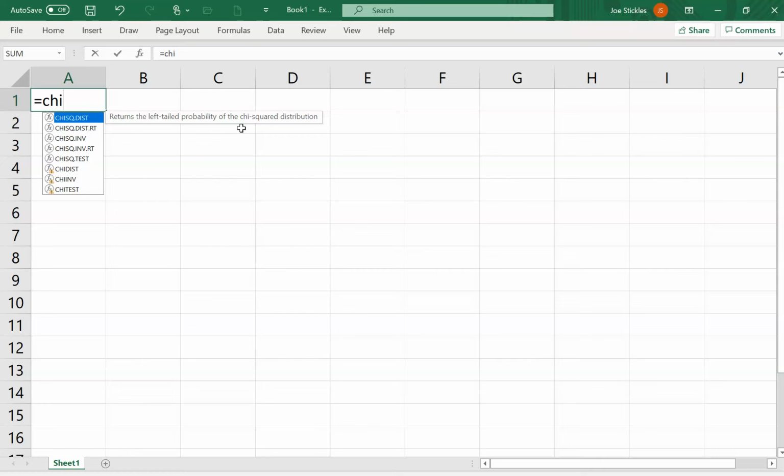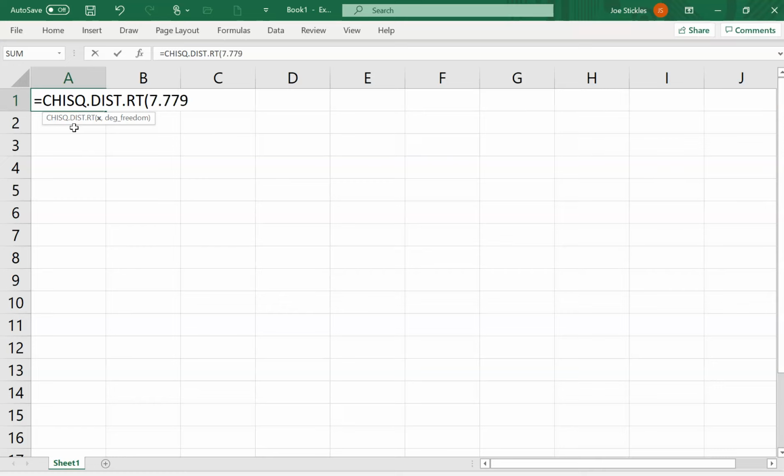Right? So for us, we want the right tail distribution, right? Because we wanted the probability that we're greater than 7.779. So the x value would be 7.779, and the degrees of freedom was 4, for x greater than 7.779. And it gives us 0.1, essentially. I said that for Michael's benefit.